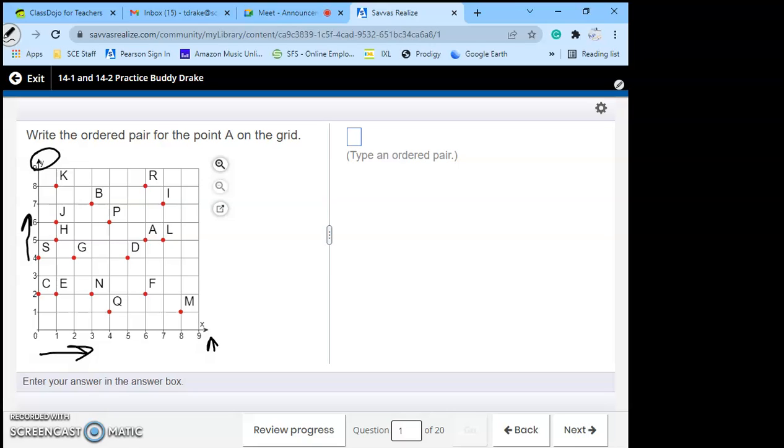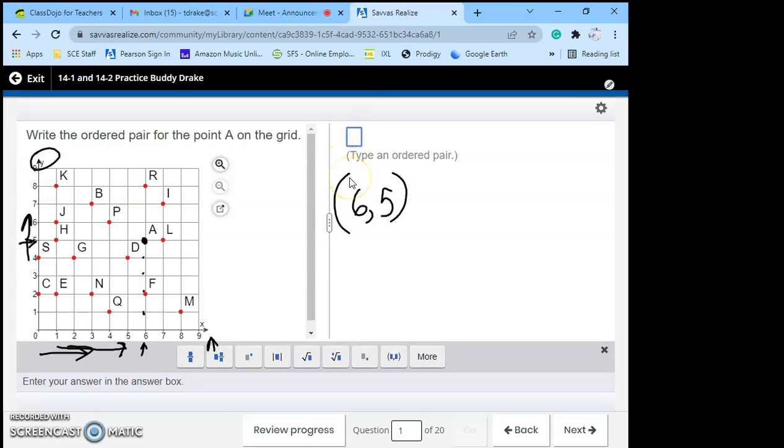Finding A, our A is this point right here. So we have to go over, and it is on the 6. So our first number would be 6. We put it in a parenthesis, comma, and then we're going to go up 1, 2, 3, 4, 5. And if you look, it's on the 5 for the y. So our ordered pair is parenthesis 6, comma, 5, parenthesis. You do have to type it in that way.